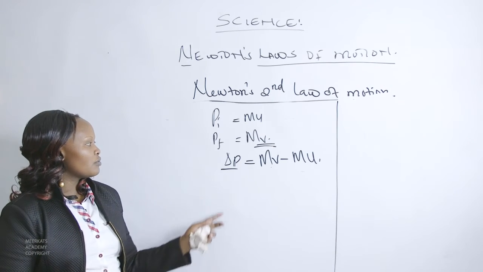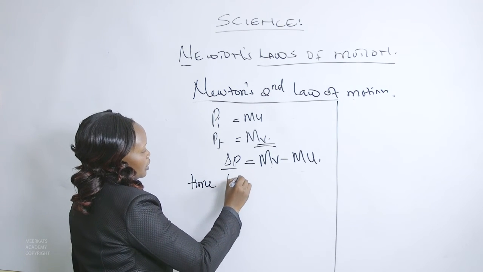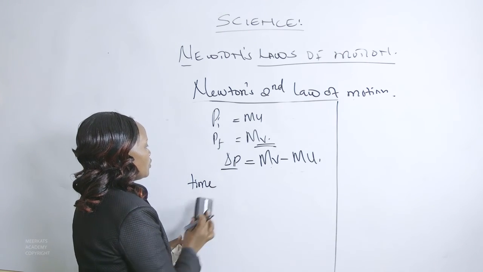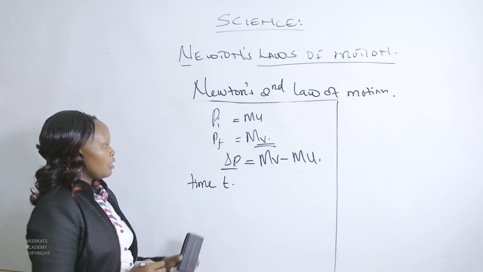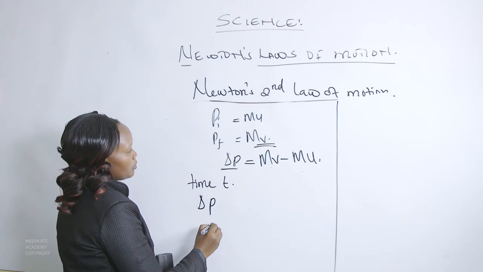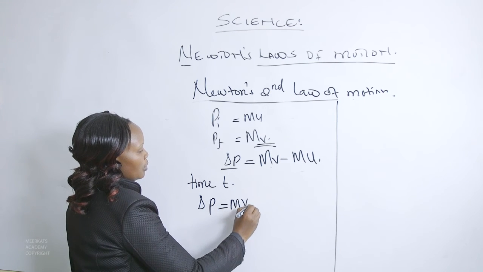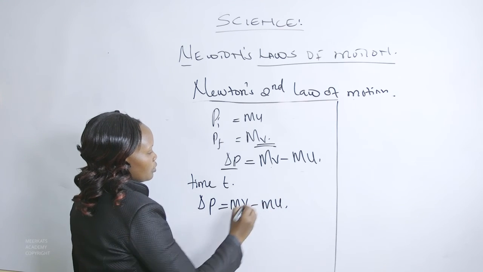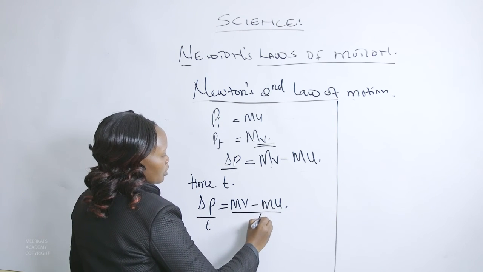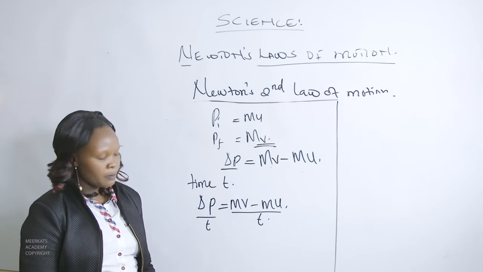The change is realized within a time we are going to call t. Therefore, the rate of change will be given by the change in momentum, which is also equal to mv minus mu. Now, this should be divided by the time taken to realize the change in momentum.